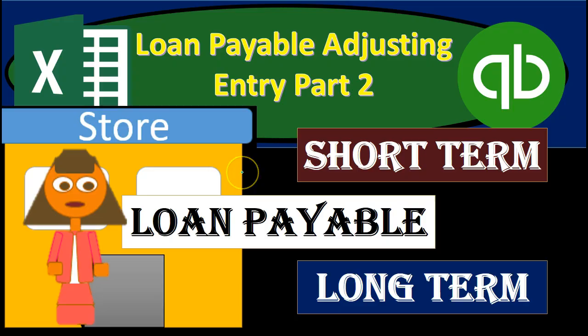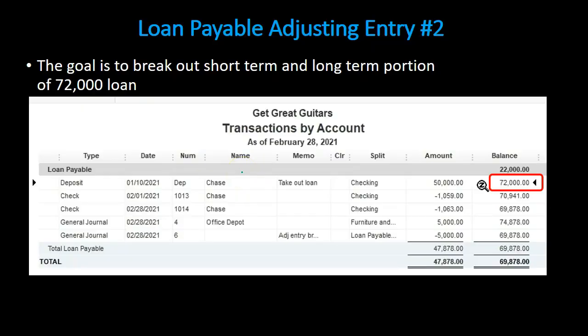We're first going to take a quick look at QuickBooks and then jump over to Excel and enter this into our worksheet. When considering QuickBooks, this is going to be similar to the general ledger. This is a transactions by account report, and this is for the loans payable. And we currently see that we have this $72,000. That's going to make up the current loan that we have.